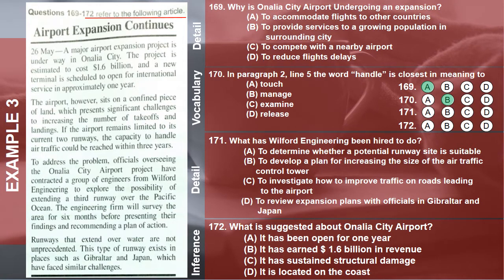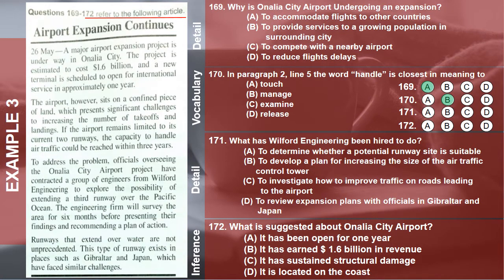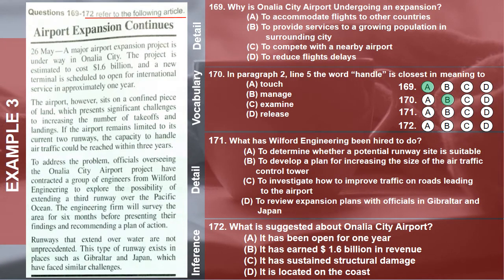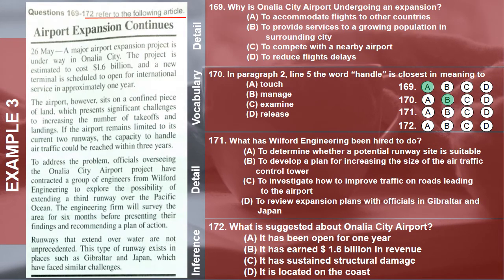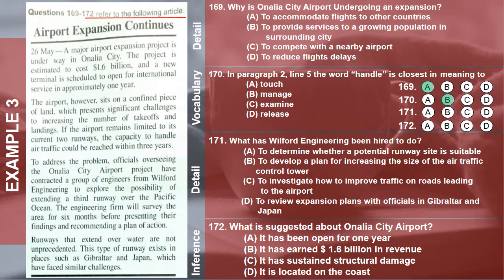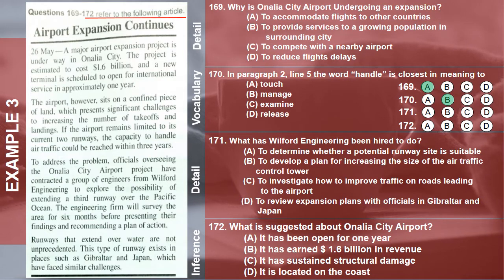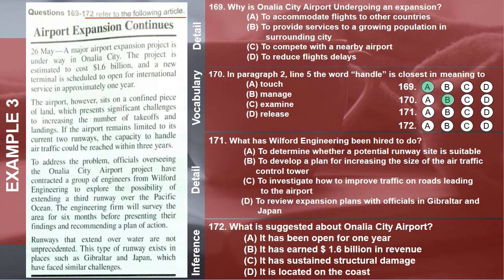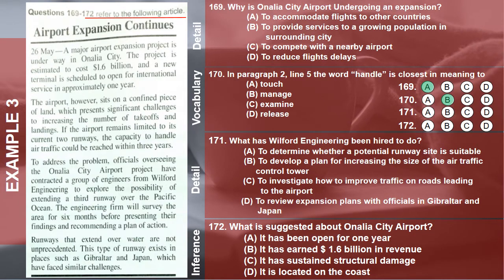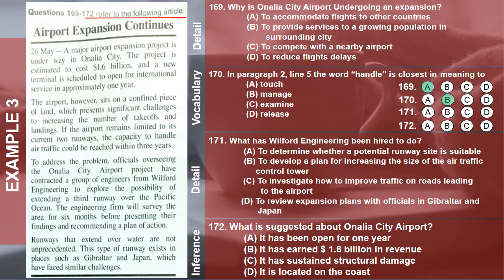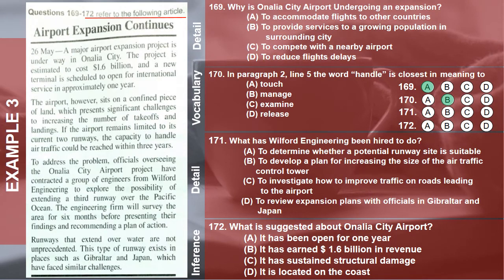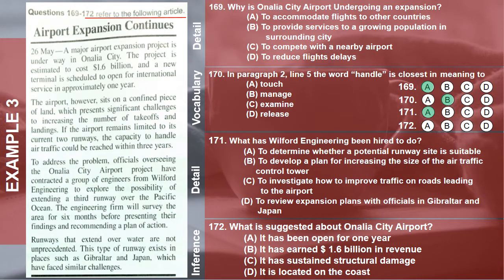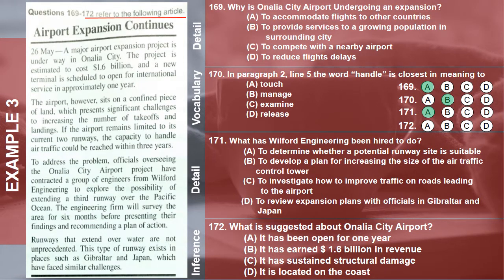For 171, it's a detailed question. What has Wilford Engineering been hired to do? So go to the third paragraph. To address the problem, officials are overseeing the Honolulu City Airport project and have contracted engineers from Wilford Engineering to explore the possibility of extending a third runway over the Pacific Ocean. So they are trying to study the runway, to determine whether a potential runway site is suitable. So for 171, the answer is A. If you find the answer, you don't have to read it anymore. Do not waste your time.